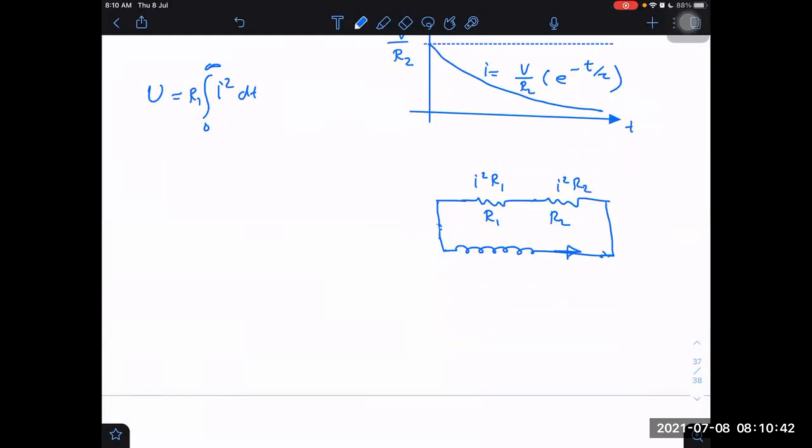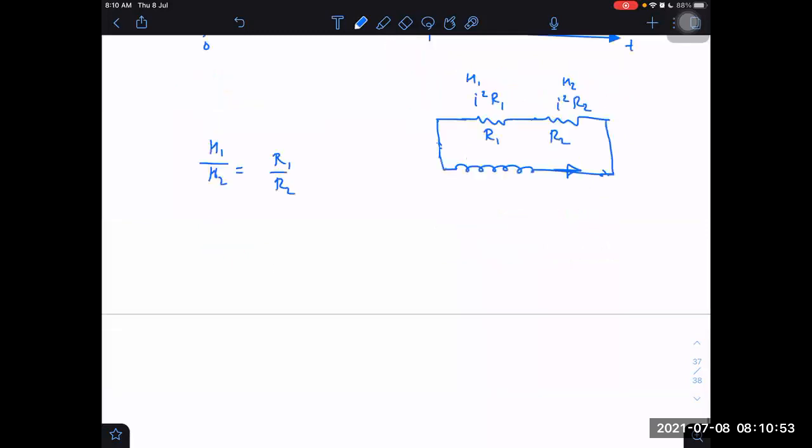So let us call this heat H1 and this H2. Then H1 upon H2 is constant, right? It is fixed. It will be equal to R1 by R2. Then add one on both sides. H1 plus H2 is the total heat dissipated. So I can take H1 upon H1 plus H2 equal to R1 upon R1 plus R2. What is the heat in the first? Heat in the first is equal to H1 plus H2, the total heat, into R1 upon R1 plus R2.